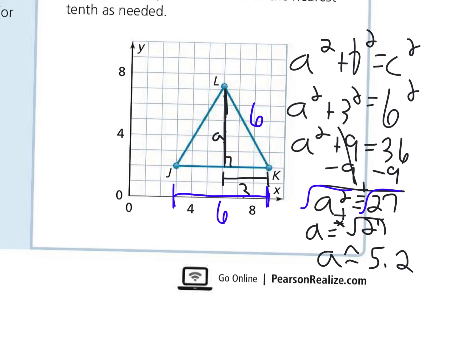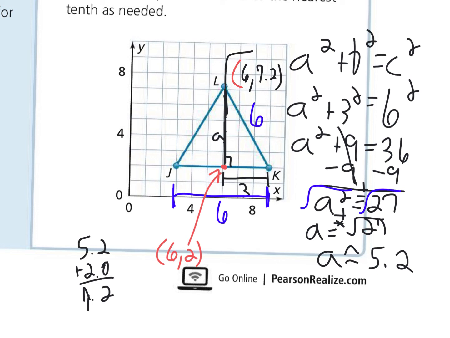So this point here, I put a red dot here, is at the point 6, 2. And what this means is from that point we need to go up about 5.2 units. So 5.2 plus 2, adding that to our y value, would be 7.2. So this would be 6, 7.2. And that would be our final answer.